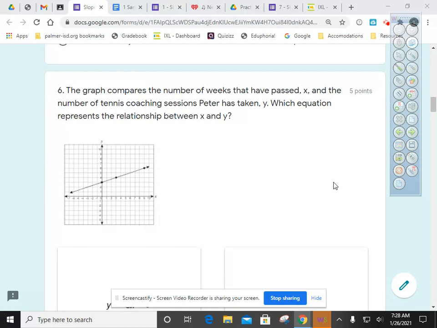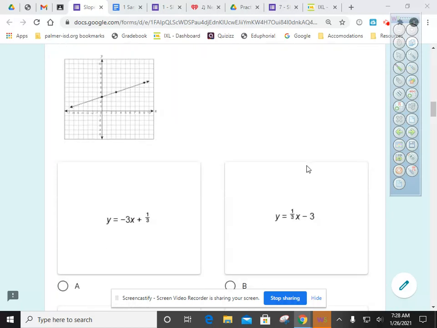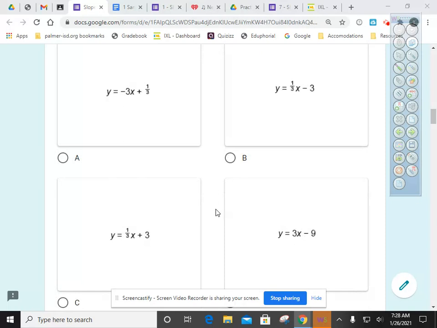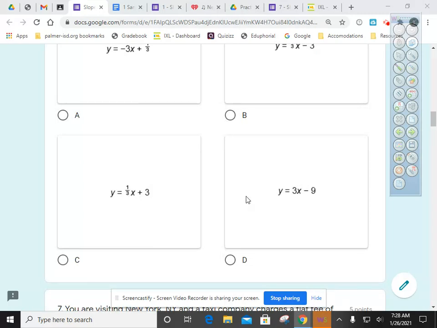Number 6, the graph compares the number of weeks that have passed, X, and the number of tennis coaching sessions Peter has taken, Y. Which equation represents a relationship between X and Y? So basically, you're just writing the equation of this line right here. A, y equals negative 3x plus 1/3. B, y equals 1/3 x minus 3. C, y equals 1/3 x plus 3. D, y equals 3x minus 9.